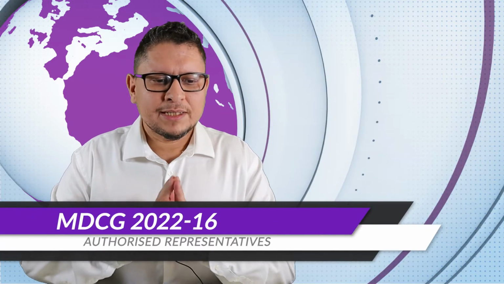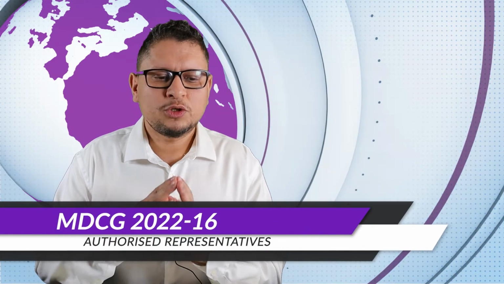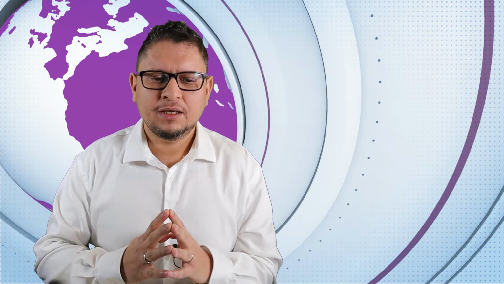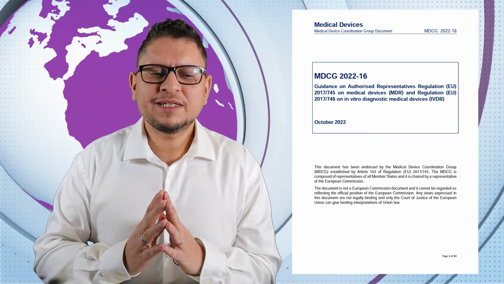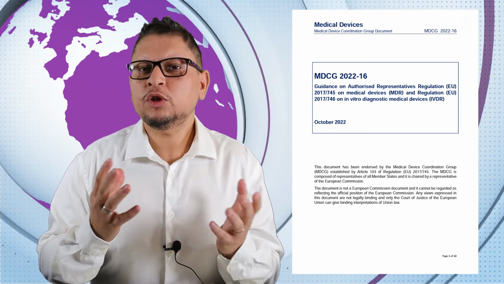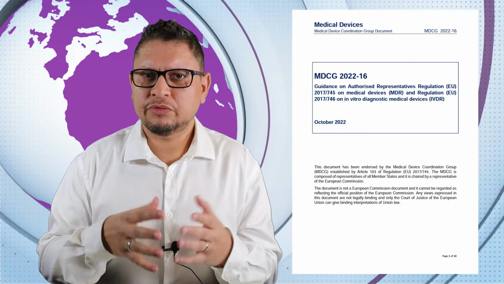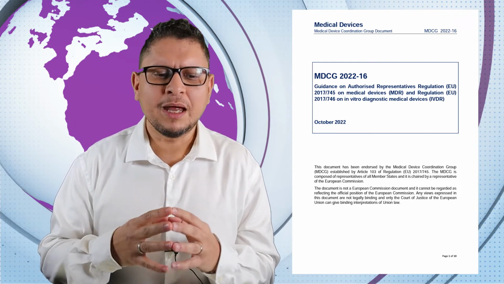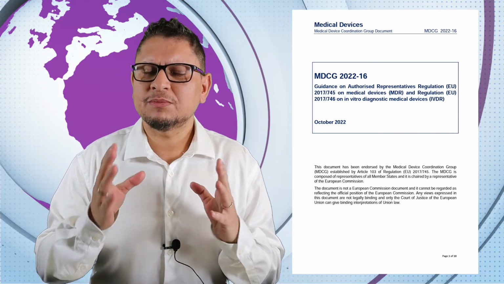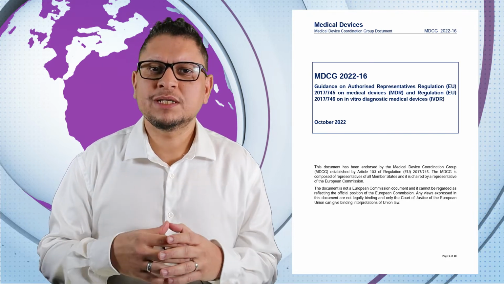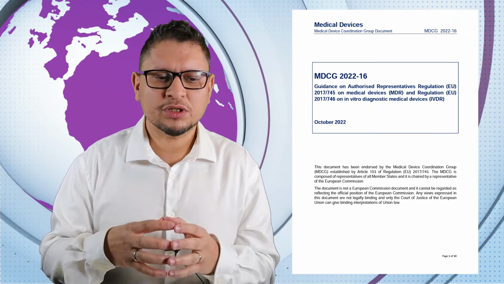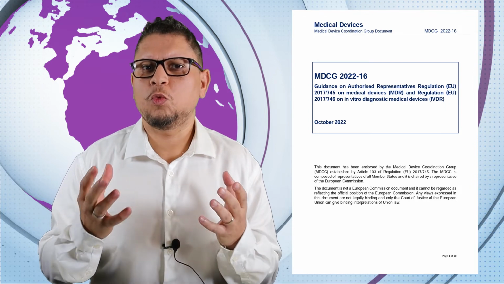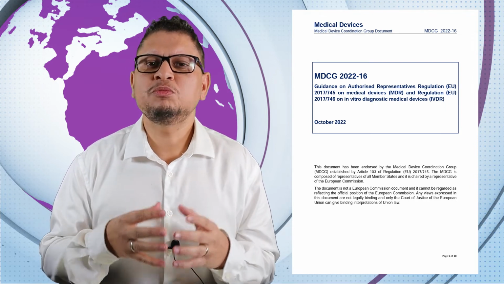So we have the guidance MDCG 2022-16, which is the guidance on authorized representatives regulation. This guidance is interesting. It's not providing too much information about the role of the authorized representative. We know already about that, but there is a special chapter that is really interesting. It is about liability, termination, etc. On the liability chapter, there is information about why the authorized representative will be liable.